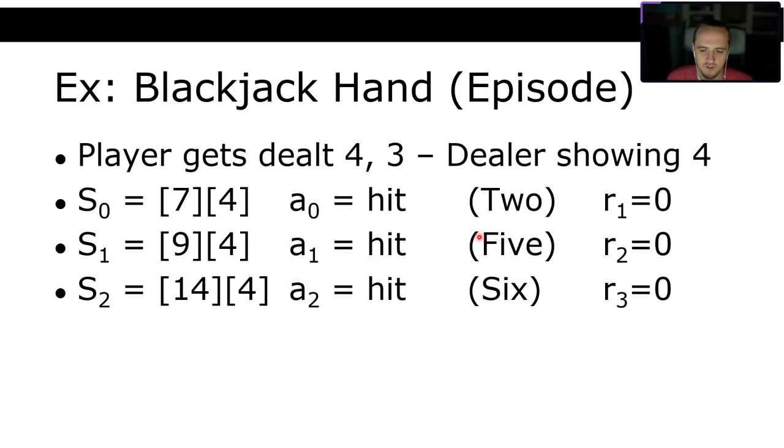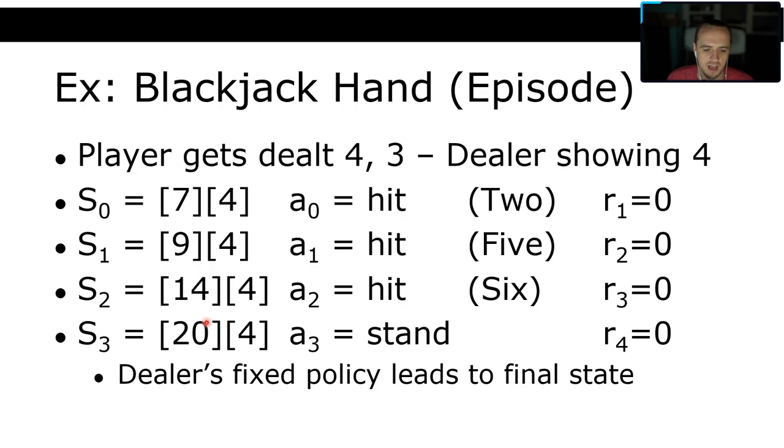So if I got a 5, I add that to 9, so S2 is going to be 14, 4. And so the dealer only gets cards after I've dealt all of my cards. So now I'm going to get a 6, for example, and my reward is still 0 because it's a non-terminal state. So now I've got 20, and the dealer has a 4. So my action for this one is going to be stand. If I've got 20 in blackjack, I don't want to take another card, okay? So I'm going to stand, and my reward for standing immediately is 0.